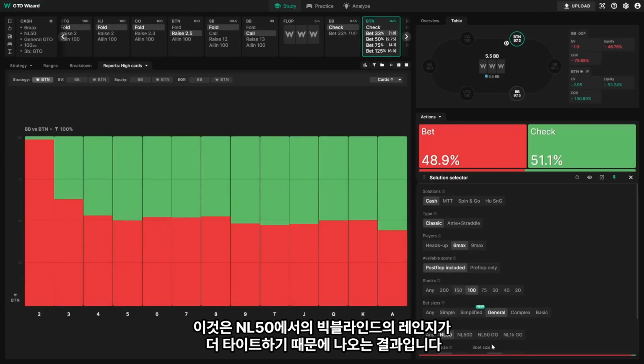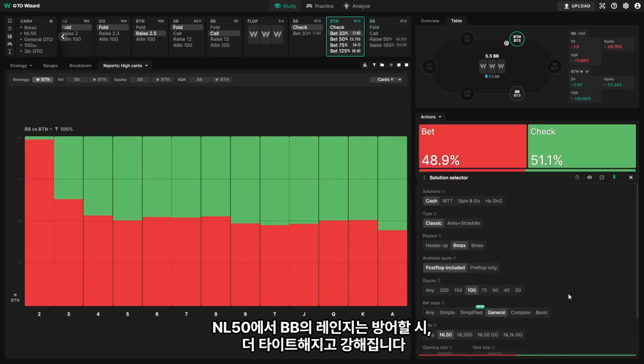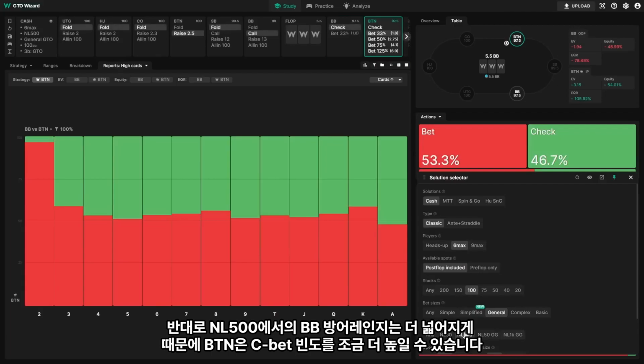Well, again, this is just a byproduct of the fact that big blind's range is tighter at NL 50, right? They call fewer hands at NL 50. Their range is therefore stronger when they do call. And therefore, we c-bet less often as the button at NL 50. Conversely, at NL 500, the range is wider, and so we get to c-bet a little bit more often.